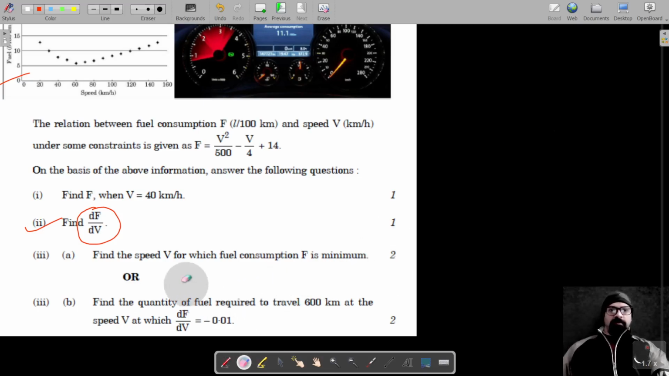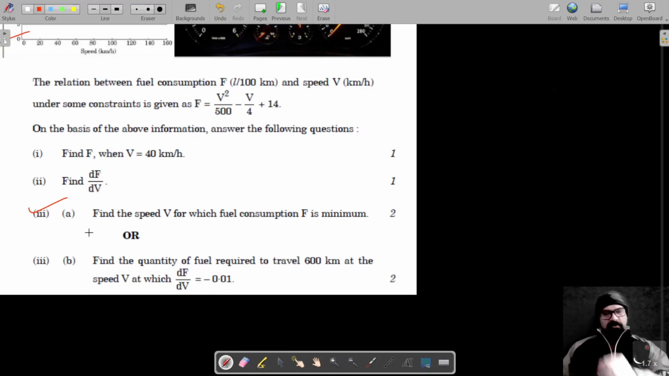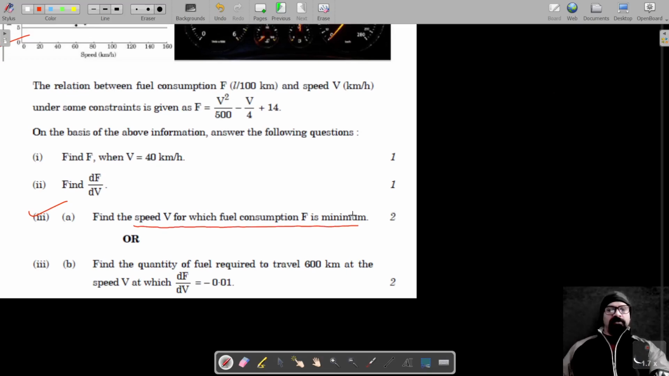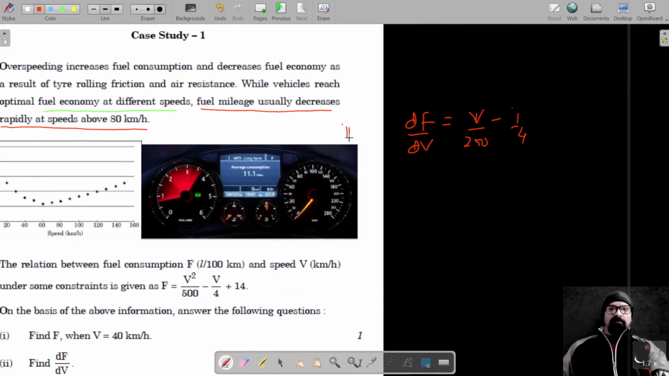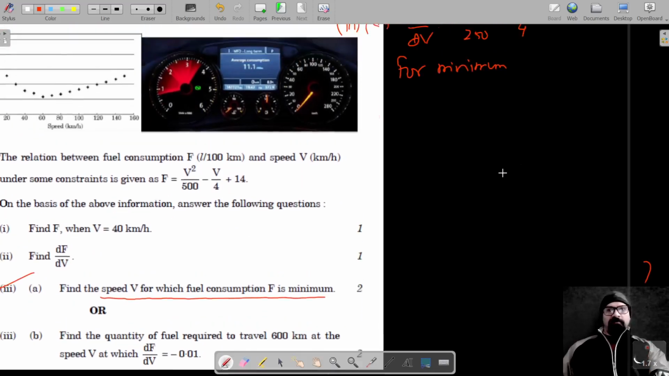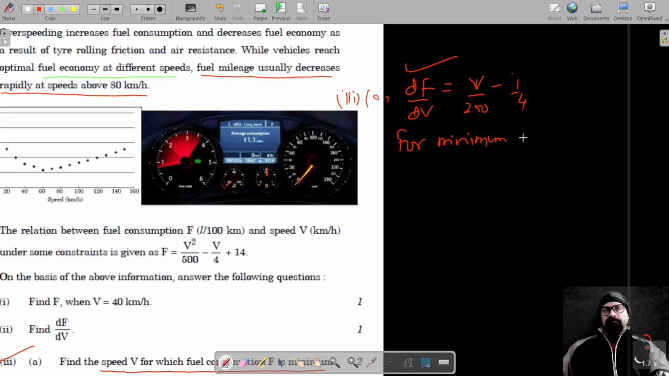Moving on to the third part. The third part has choices, so we are going to solve both of these. We have to find the speed v for which fuel consumption is minimum. Let's use the first order derivative which we have got. For minimum fuel consumption, we have to find the value of v, and our first order derivative should be equal to 0.